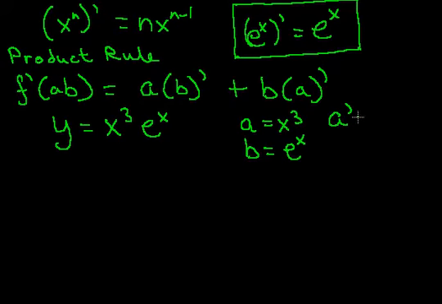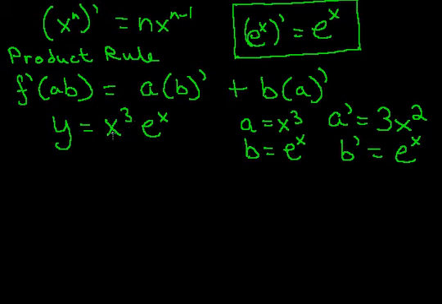Let's find A prime, and A prime equals, we have x cubed, and you remember the power rule says that x to the n prime equals nx to the n minus 1. So n here is 3, so this equals 3, that's n, x to the n minus 1, n is 3, so n minus 1 is 2. And B prime, as I mentioned earlier, e to the x prime is e to the x, so B prime is e to the x.